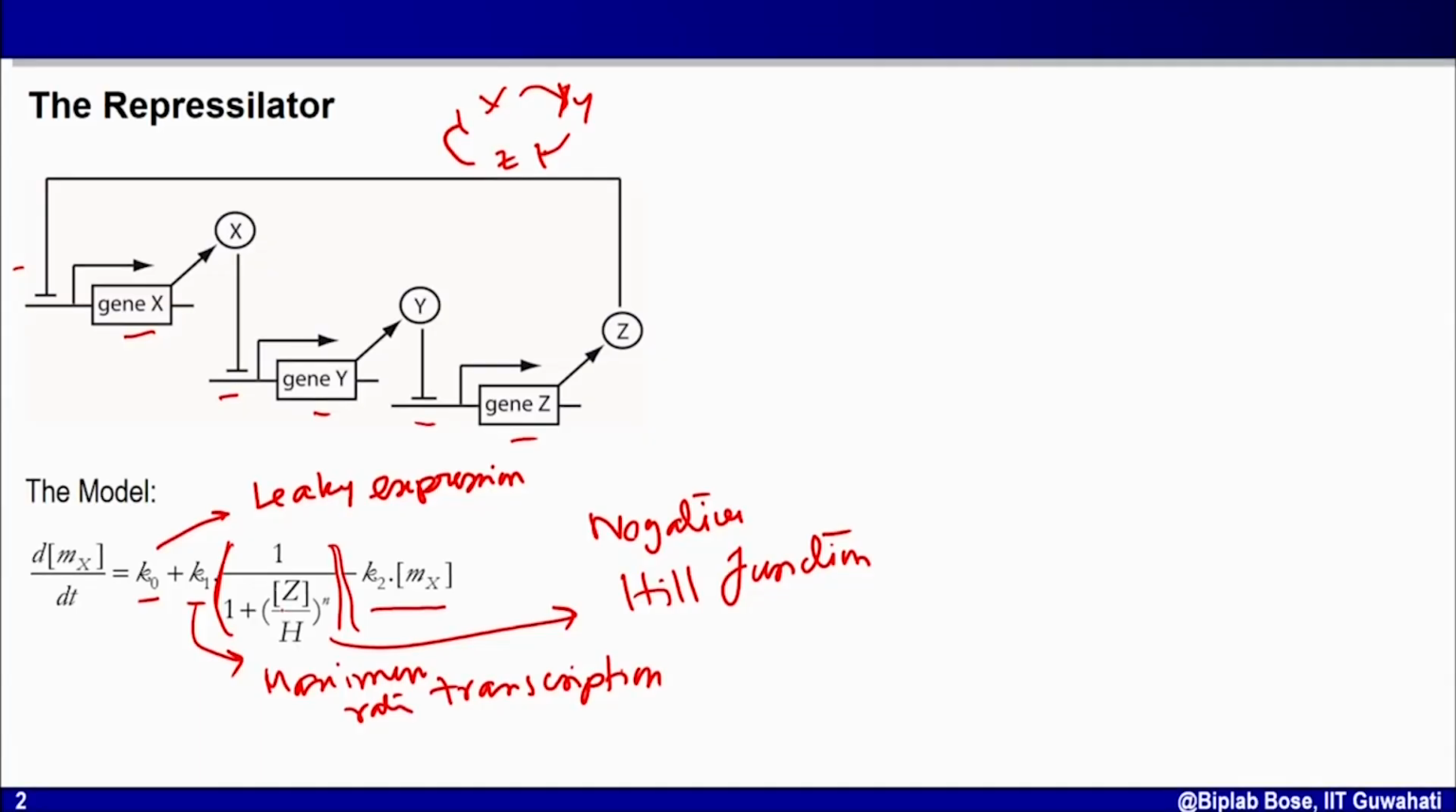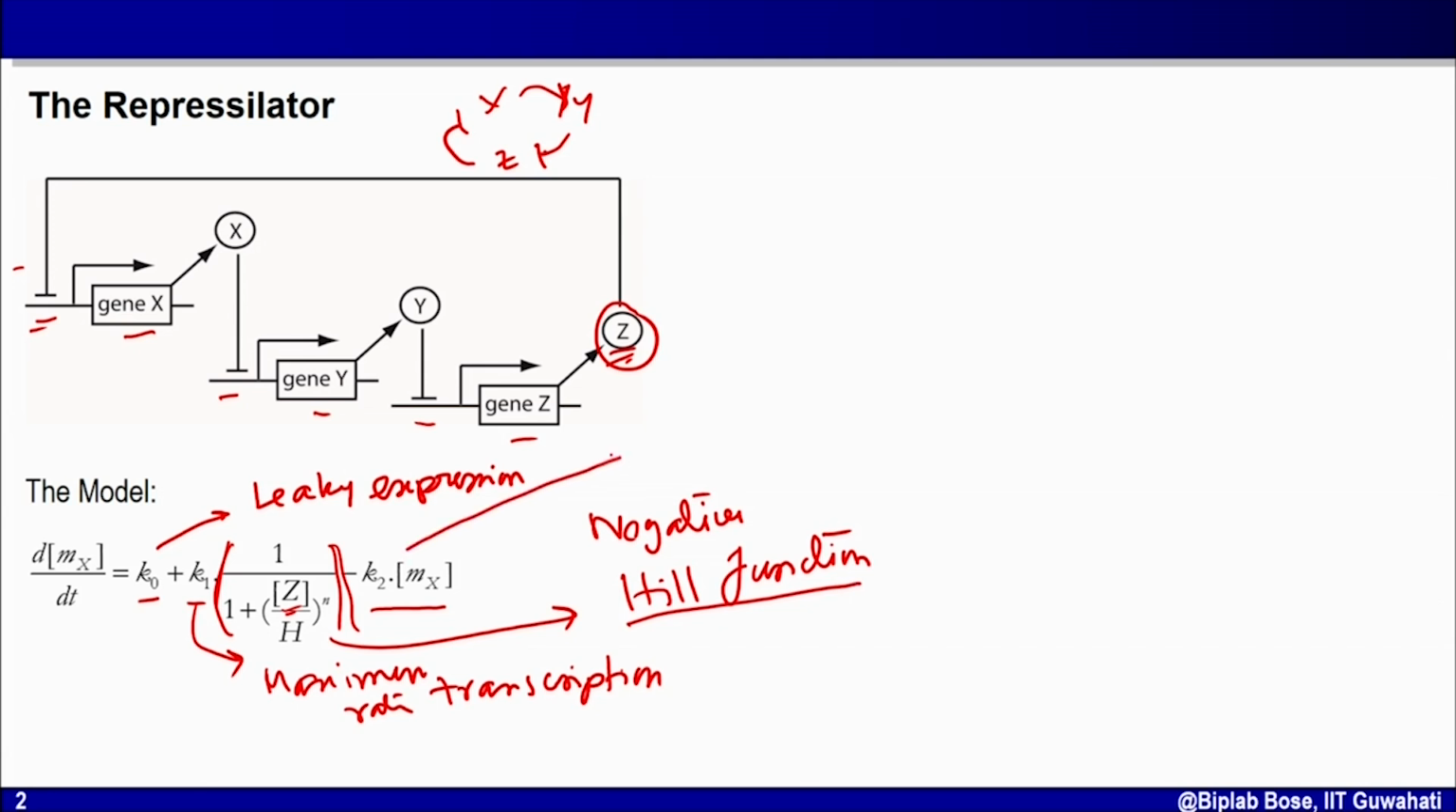using Z here. Z is the inhibitor because Z is inhibiting X. So as you see in the diagram, Z is inhibiting X here. So Z divided by H, my Hill constant, to the power n. So 1 by 1 plus (Z divided by H) to the power n is my negative Hill function.